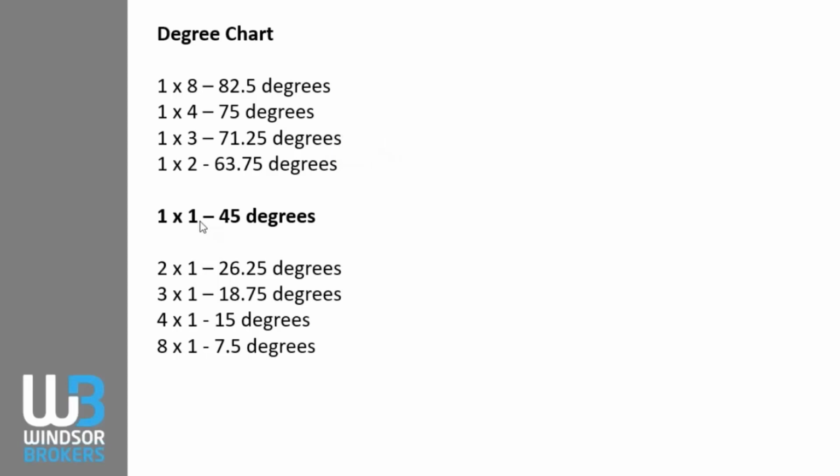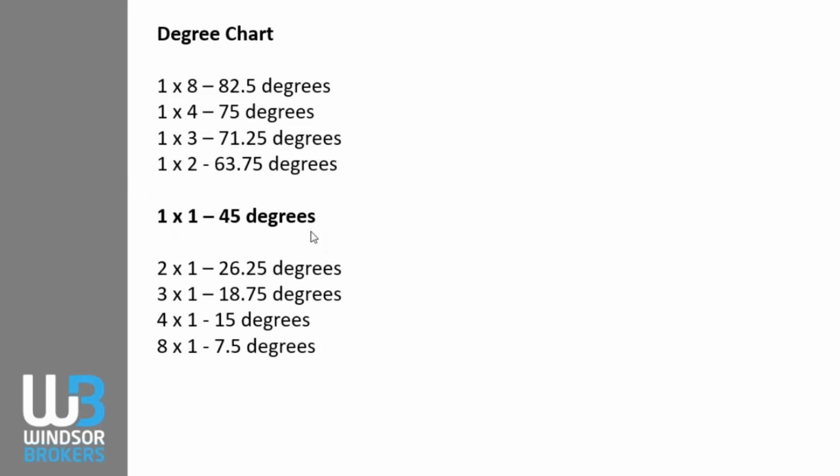So we have the central one, which marks 45 degrees. The next one, 1 to 2, is 63.75 degrees. 1 to 3 is 71.25. 1 to 4, 75 degrees, and 1 to 8 is 82.5 degrees. This is the fastest speed of increase, meaning that price rises 8 units during 1 unit of time.